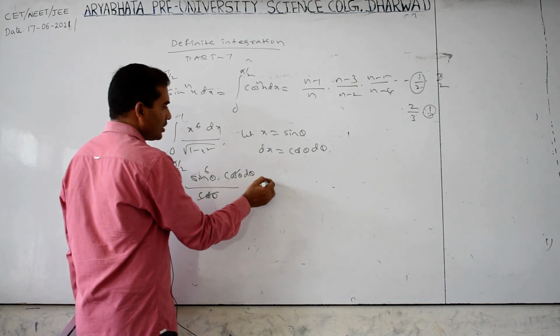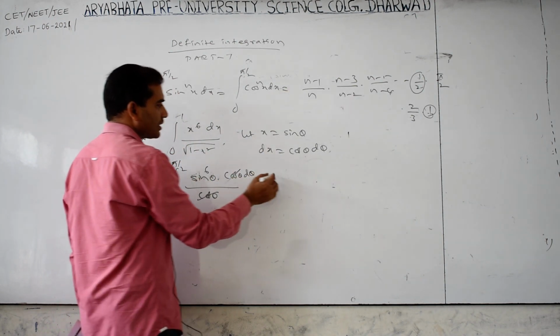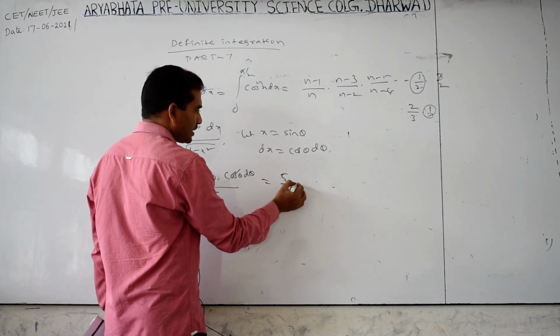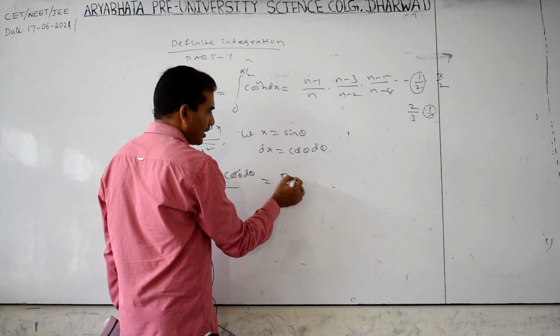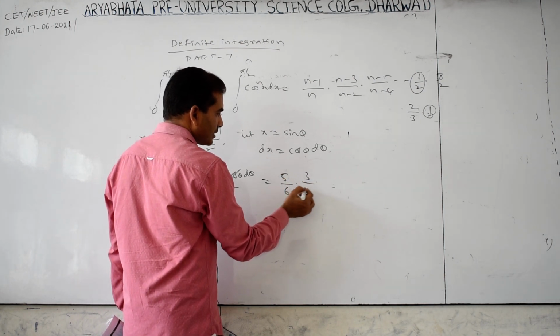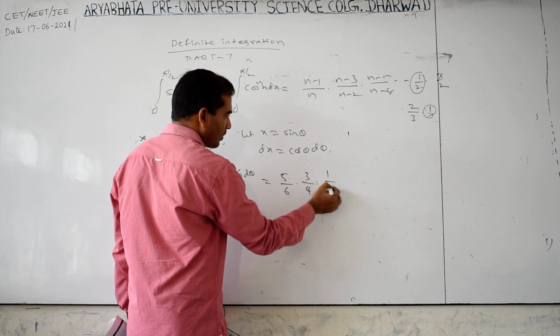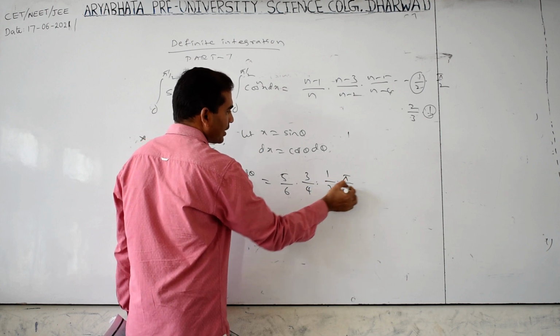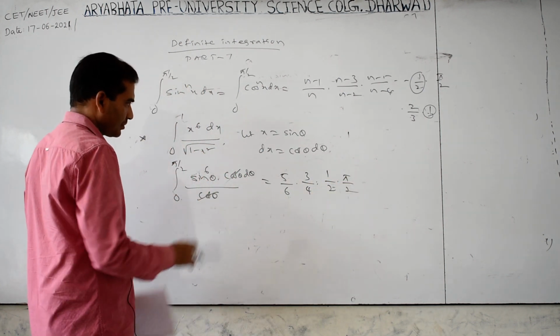Use this formula. n is 6, 6 minus 1, 5 by 6. Less 2 here. 5 minus 2, 3. 6 minus 2, 4. 3 minus 2, 1 by 2 multiply by pi by 2. This is the answer.